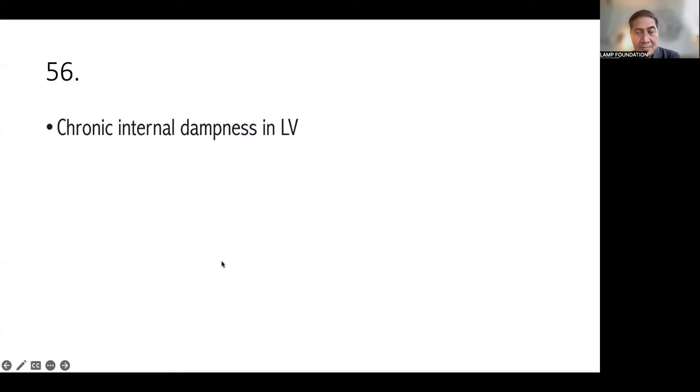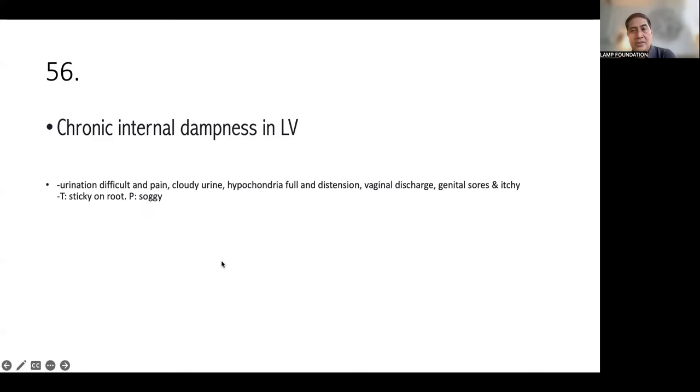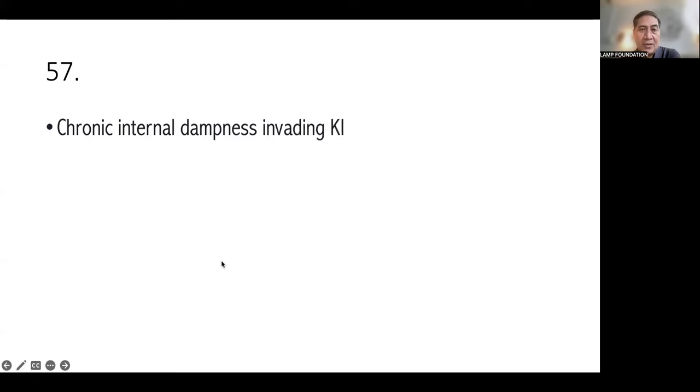Tongue is also sticky on the root and pulse is saggy. Pag may dampness, urination is difficult and painful, cloudy urine, hypochondria full and distension. Vaginal discharge, genital sores, and itchy. They will always have problems with their genitals, no? Mga sores. Because the liver is malapit na siya sa genitals, or it actually encircles them. Number 57, chronic internal dampness invading the kidney.